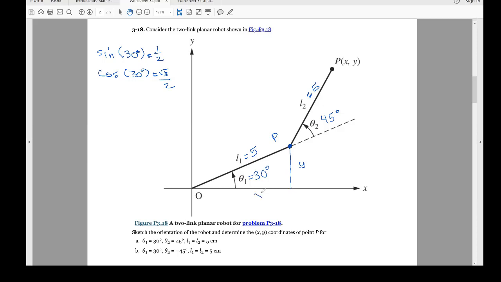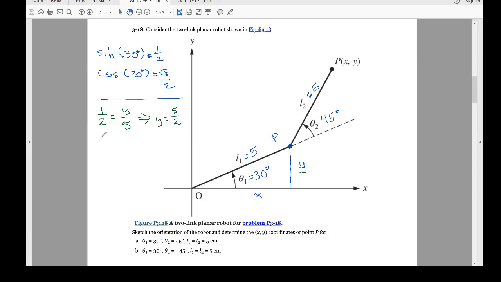This is y, this is x. I'm going to say that the sine, which is 1/2, is equal to the opposite over the hypotenuse. The opposite of this angle, the opposite of θ1, is y. We have y over the hypotenuse, which we were told is 5. So multiply both sides by 5, and we get y equals 5/2.